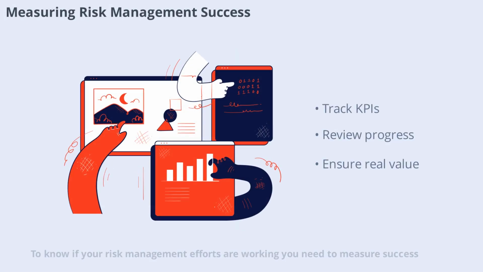To know if your risk management efforts are working, you need to measure success. Key performance indicators, KPIs, like reduced incidents, faster response times, and improved compliance rates can help track progress. Regularly reviewing these metrics ensures your risk management program delivers real value.